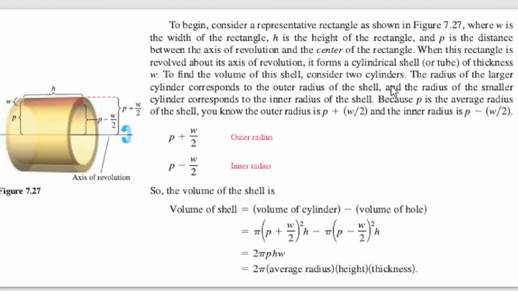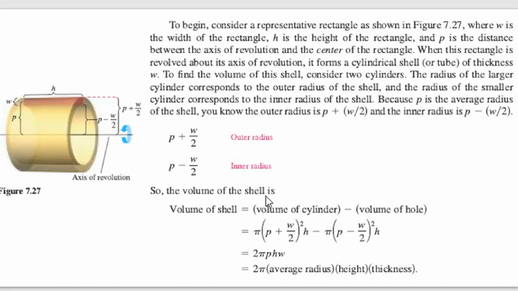To find the volume of the shell, consider two cylinders. The radius of the larger cylinder corresponds to the outer radius of the shell, and the radius of the smaller cylinder corresponds to the inner radius of the shell. Because P is the average radius of the shell, the outer radius is P plus W over 2, and the inner radius is P minus W over 2. So this is the outer radius, P plus W over 2, and the inner radius is P minus W over 2.